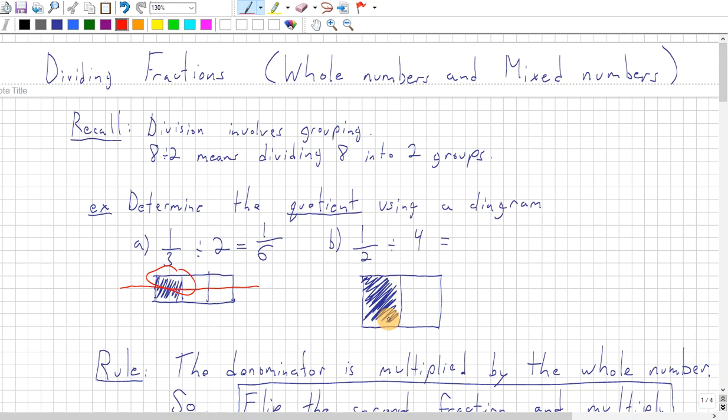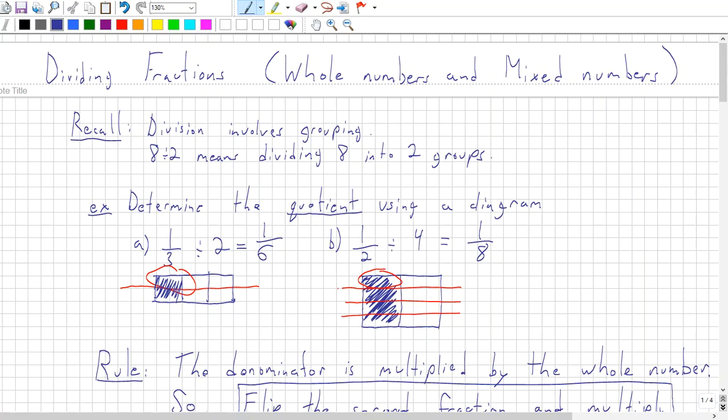Let's look at another one. A half, represented here with this diagram, divided by 4. So I'm going to cut this into 4 pieces. If I make 3 cuts, you can see I now have 1, 2, 3, 4. I've cut it into 4 pieces. If I have a half cut into 4, how many am I left with in one section? So now I have 1, 2, 3, 4, 5, 6, 7, 8 total. And I have 1 out of 8 shaded.